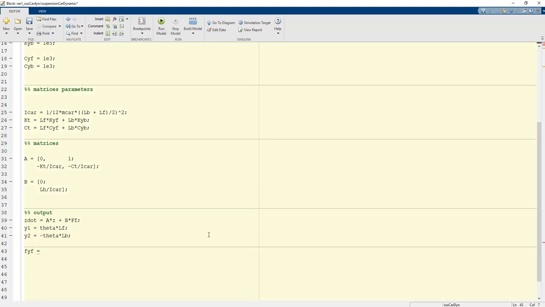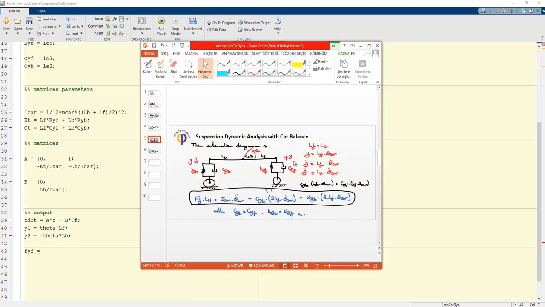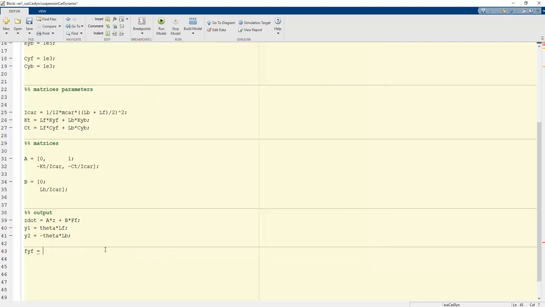And what's the Fyf force? It's the reaction force at this position, and it consists of the K and C values of our study. And so this comes from theta times Lf. This is the deflection of this definition, and so Kyf plus theta dot times Lf, which is the y dot, times Cyf should be added in here, and so Fyb is equal to what? Minus theta times Lb times Kyb, plus theta dot times Lb times Cyb.